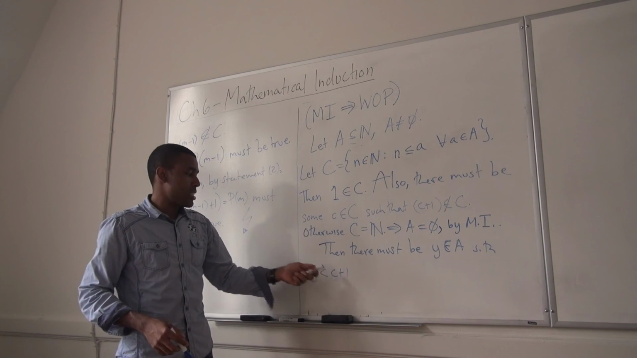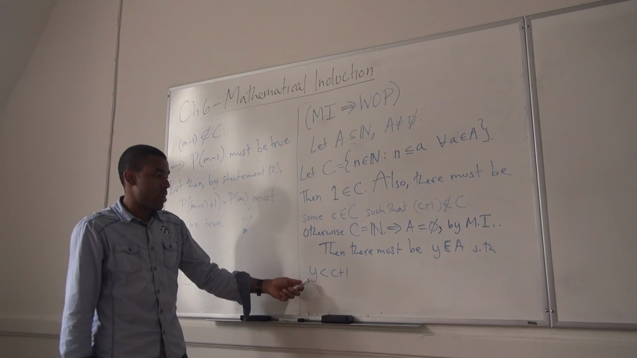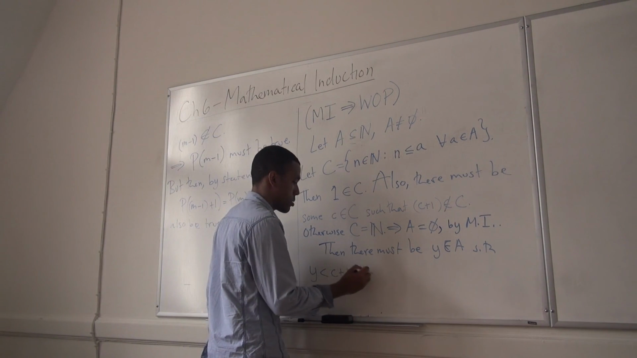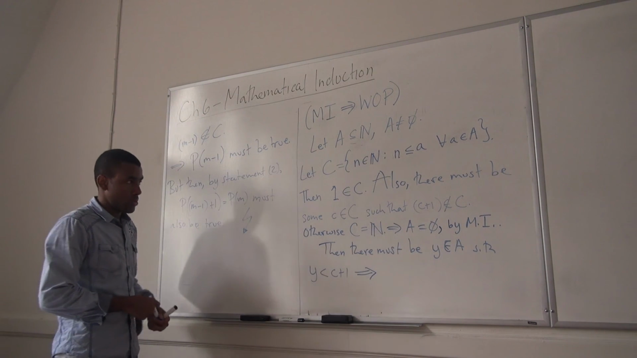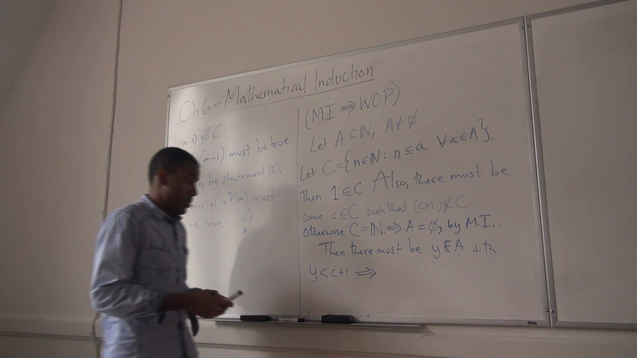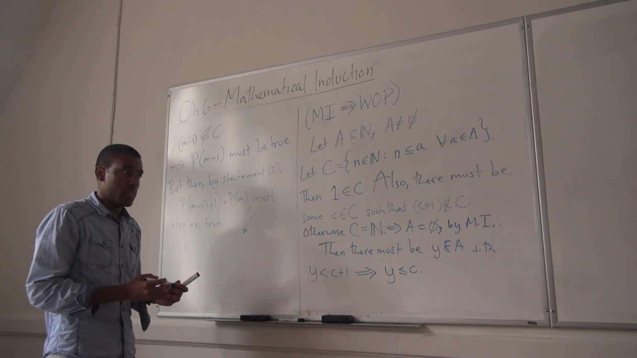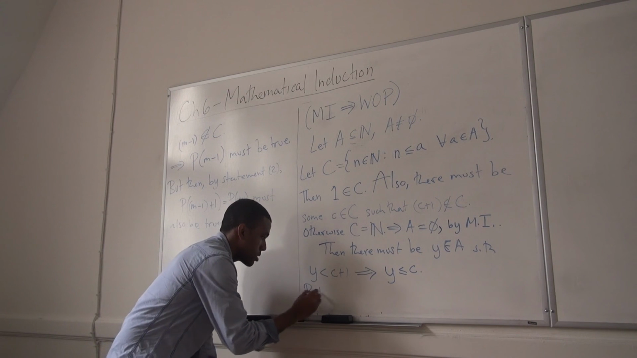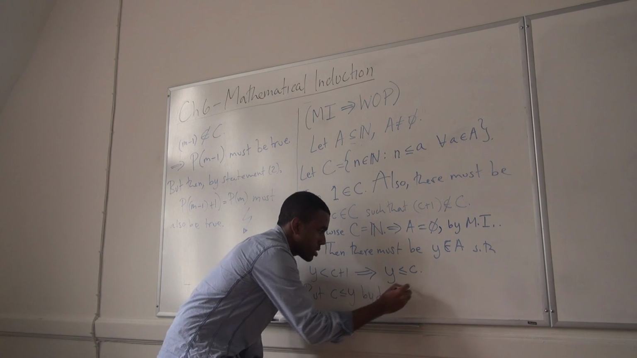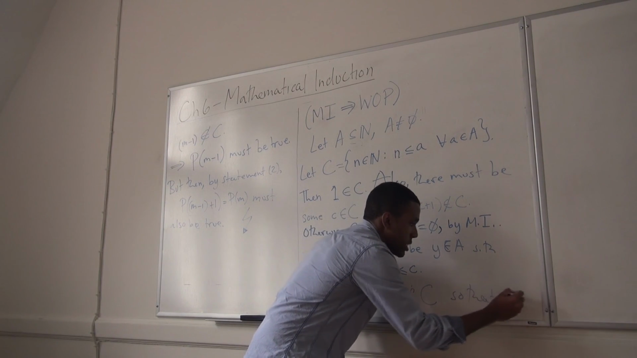Because I'm assuming everyone in C is less than or equal to everyone in A, so for C plus 1, the opposite must be true. There must be an element in A where it's actually less than the C plus 1. But what would that mean? It means that y is less than or equal to C, right? But C is less than or equal to y by definition of C, by definition of the big set. So y is actually equal to C.